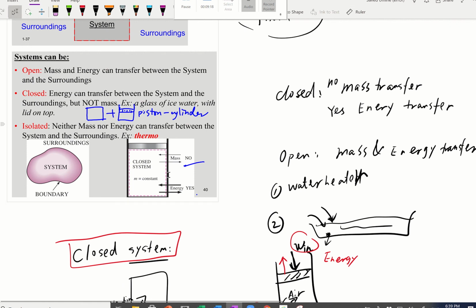Another unique example is called isolated. Isolated means neither mass nor energy can transfer between the system and surroundings. Like a thermos, if it's completely sealed. I would think this is actually quite an ideal situation. So if the problem states the system is isolated, that means there's no energy transfer, no heat transfer, no work transfer, and no mass transfer.